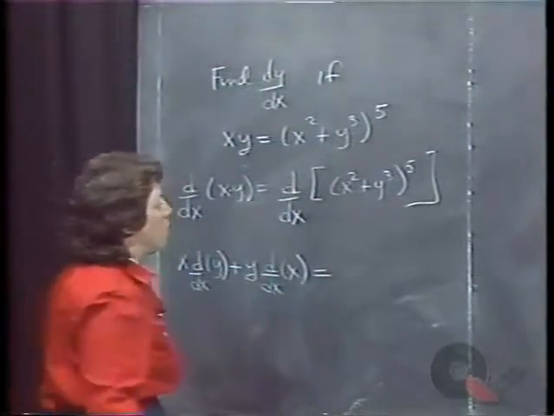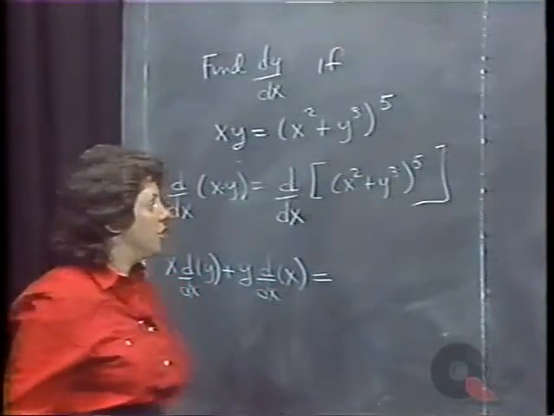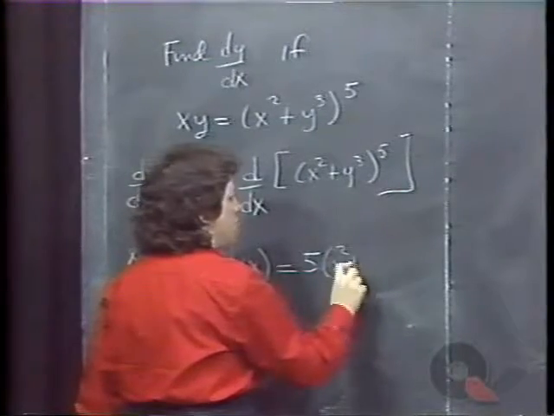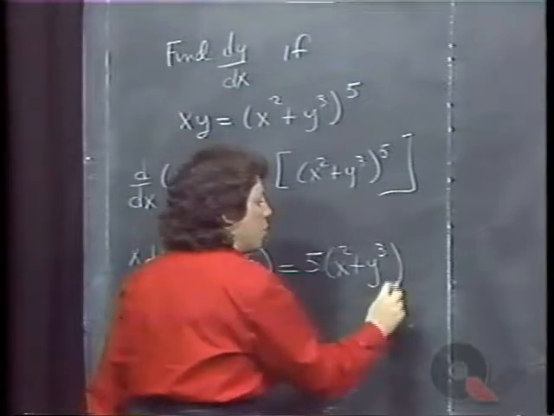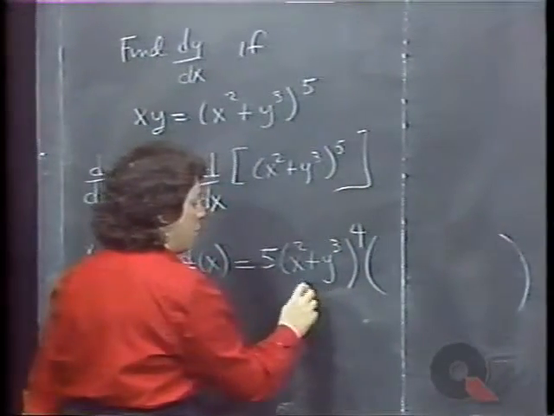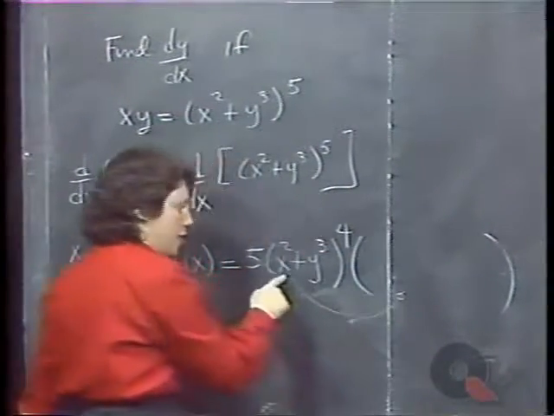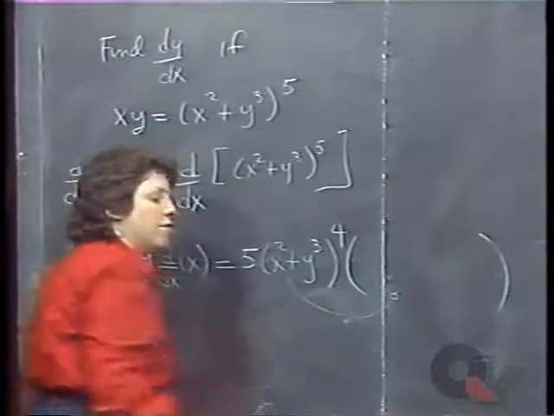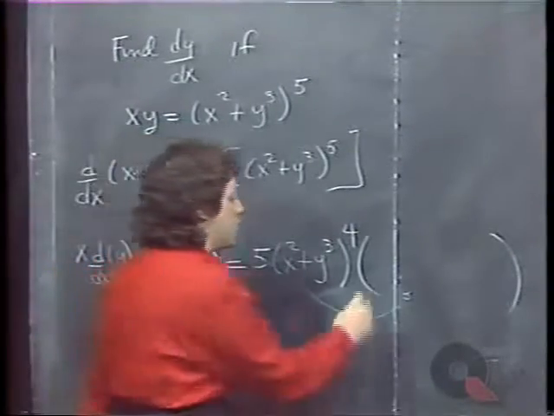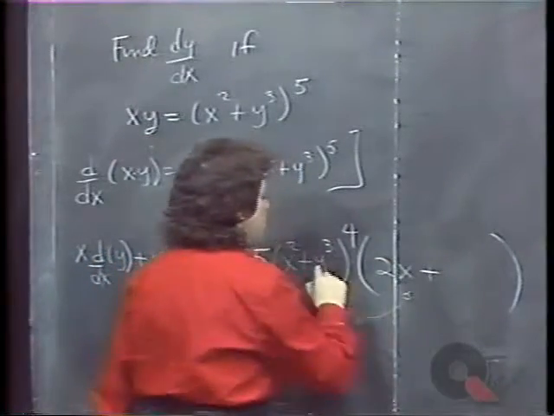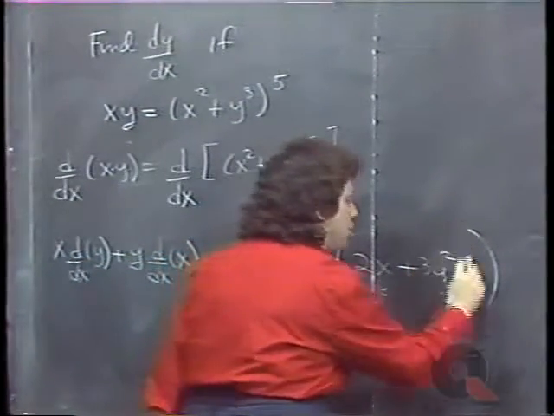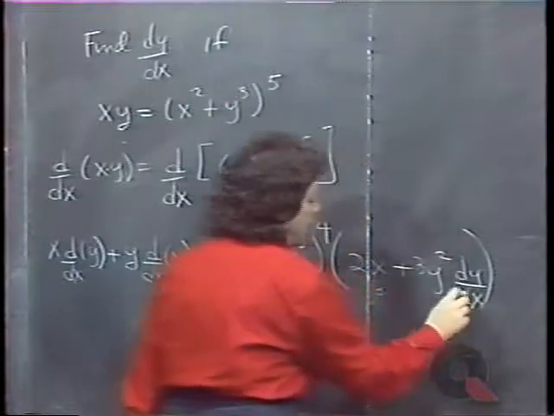On the right side here, we have a function to a power. To differentiate that, it will be the power times the function to the 1 less power times the derivative of the inside. We need the derivative of x squared with respect to x plus the derivative of y cubed with respect to x. The derivative of x squared with respect to x, of course, is 2x. And the derivative of y cubed with respect to x is 3y squared dy/dx. Don't forget the dy/dx.